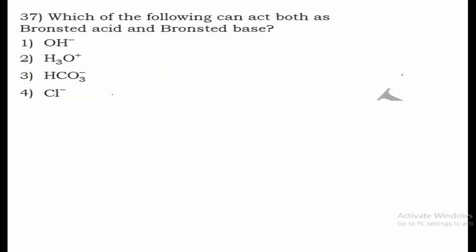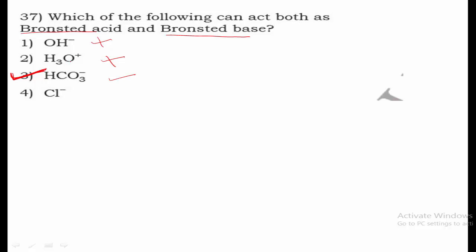37th, which of the following can act both as Bronsted acid and Bronsted base? Among these, OH minus is an Arrhenius base, H3O plus is an acid, and HCO3 minus will act as both Bronsted acid and Bronsted base.